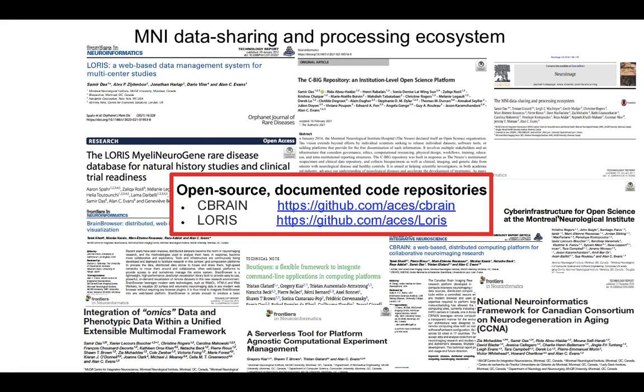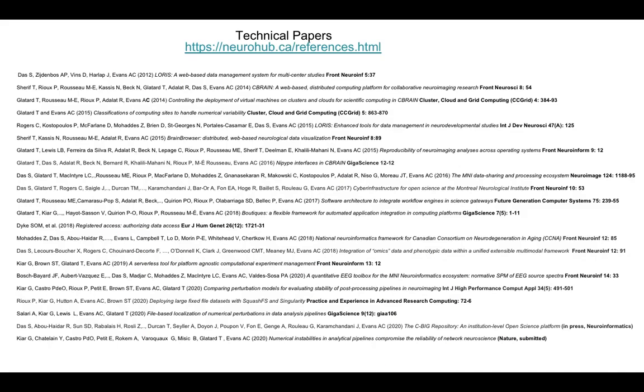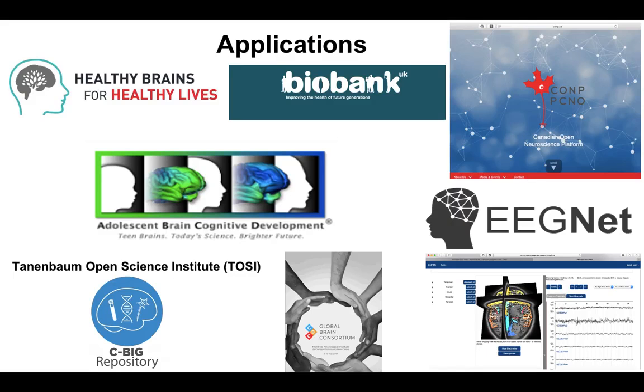There are a lot of publications to describe the environment that I've just described. The CBRAIN, LORIS platforms are all open science, and openly available source codes can be accessed through GitHub. So you can go to any of these papers. You can go to the NeuroHub references list here to look up these papers and find out more technical details about the LORIS CBRAIN environments. I'll now move on to the use of these platforms in a variety of different projects.